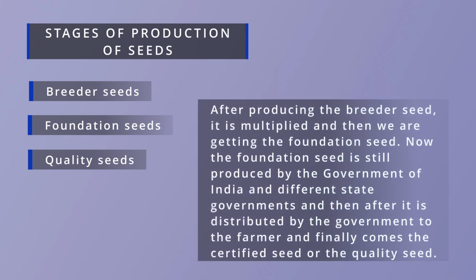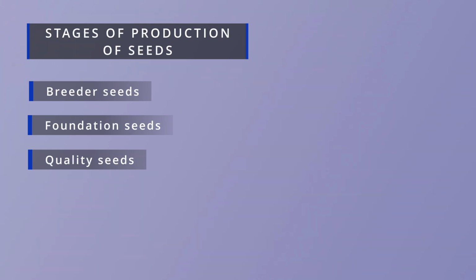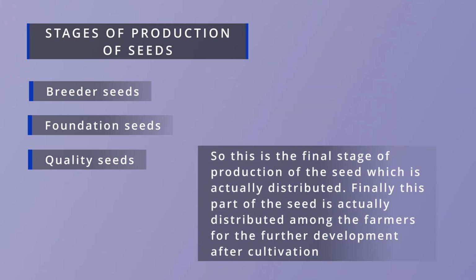After producing the breeder seed, it is multiplied, and then we get the foundation seed. Now the foundation seed is still produced by the government of India and different state governments, and after that it is distributed by the government to the farmer. And finally comes the certified seed or the quality seed. So this is the final stage of production of the seed, which is actually distributed among the farmers for the further development of cultivation.